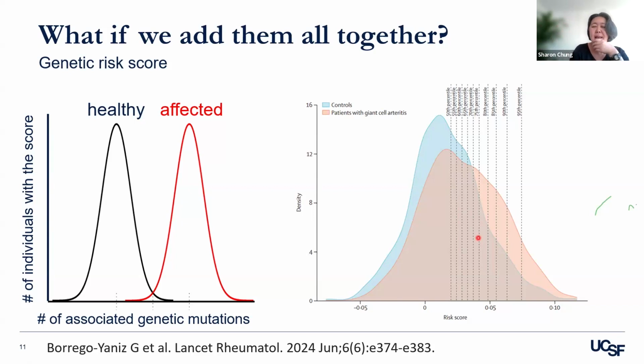Now, this is a study in giant cell arteritis, and I picked this one because it's one of the ones that's been most recently published. It was published in June of this year. But this type of study has been conducted for all different types of vasculitis.